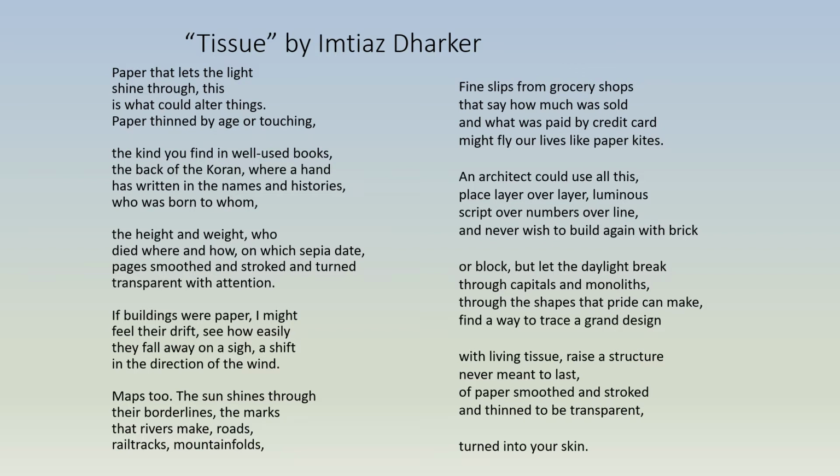Moving on to stanza 6 now, line 21 and 22. Find slips from grocery shops that say how much was sold. That refers to receipts that record our day-to-day lives. They can tell a story about our whole existence, but they're still fine slips of paper. They're fragile. We've got enjambment there, the run-on between lines, always using paper in our lives. It really does play a massive part in our lives.